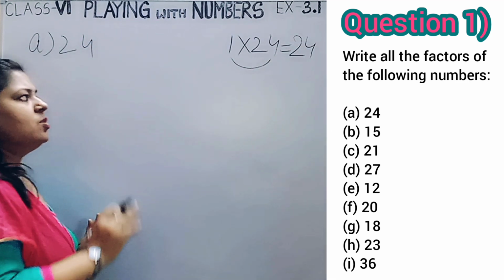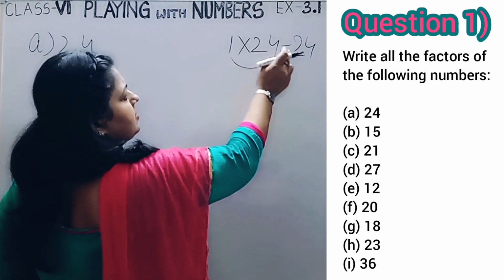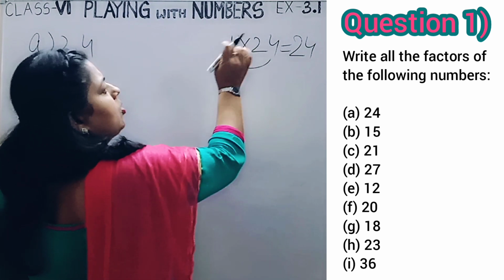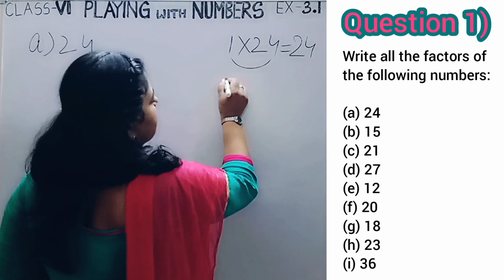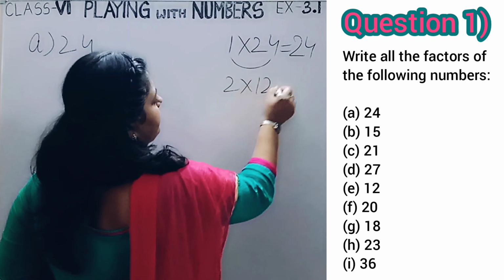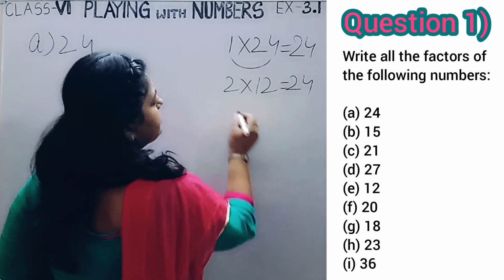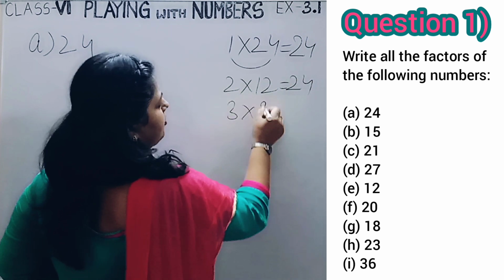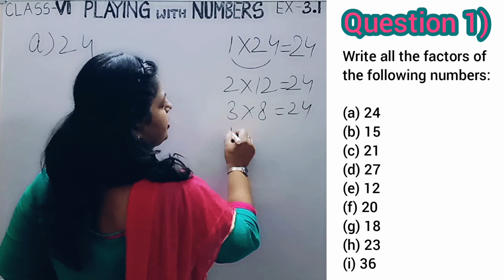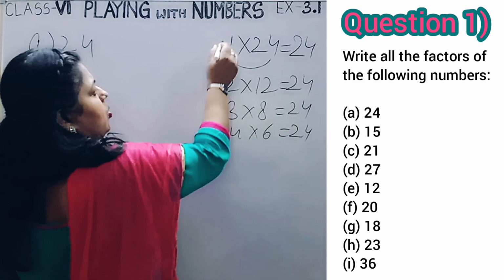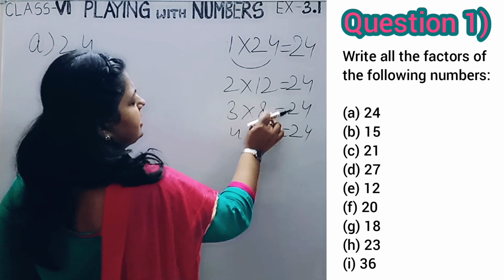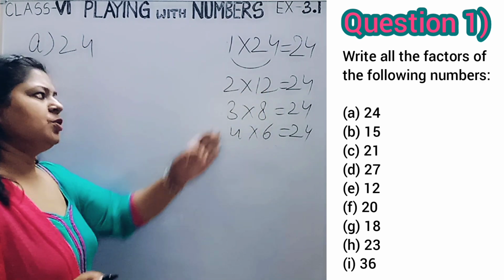So first pair is 1 and 24, multiply 24. It means 1 and 24 are factors of 24. Now coming to next, 12 into 12. 24. Third pair is 3 into 8, 24. Next one is 4 into 6, 24. So here we can see that 1, 2, 3, 4, 6, 8, 12, 24 are factors of 24.